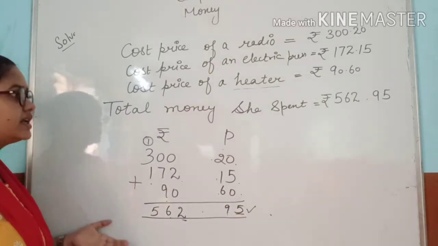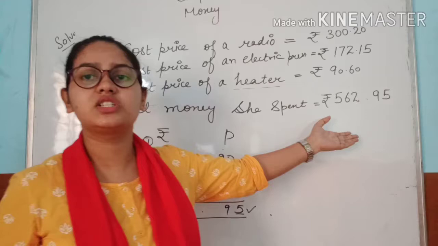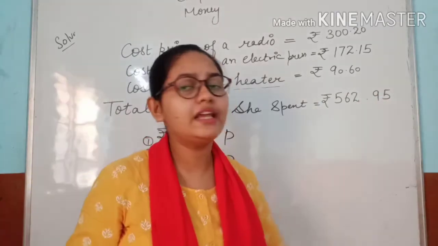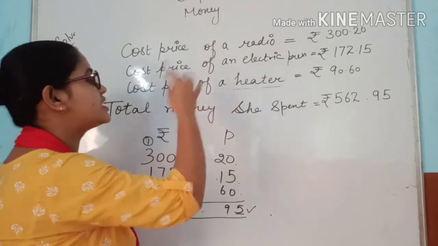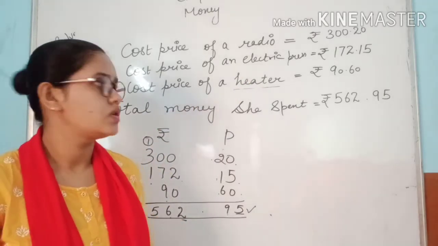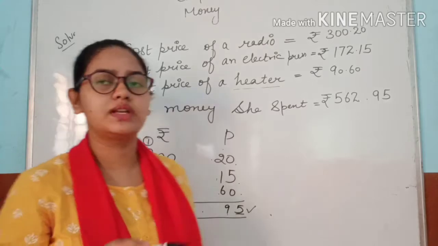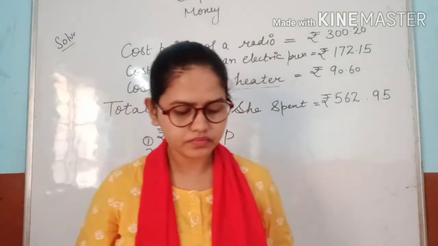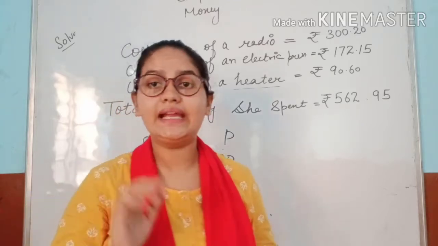Okay. So here is the total money she spent. How much money did she spend? Rupees 562.95 on all these things she spent. Okay. So now we know how much money she spent on all these things. So now come to the 8th one.